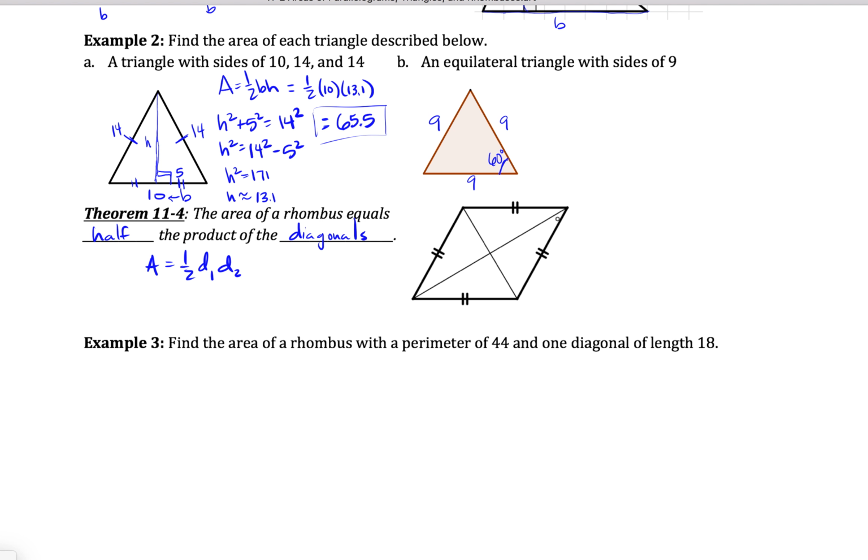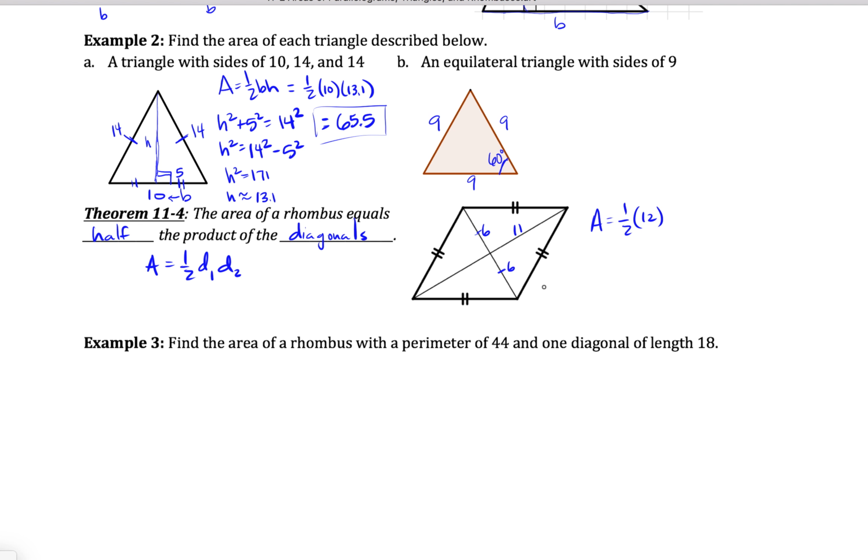So if we had this rhombus right here, and let's say we knew that this segment right here was 6, and this segment right here, let's say, was 11. Then if I wanted to find the area of this rhombus, it would be half of 12, because if this part of this diagonal is 6, of course the diagonals of a rhombus are going to bisect each other. So if this part's 6, so is this part over here.